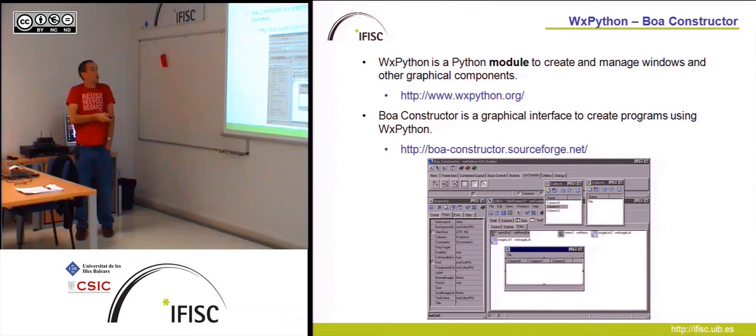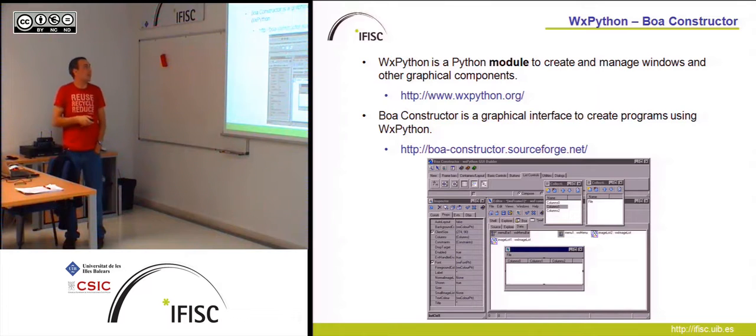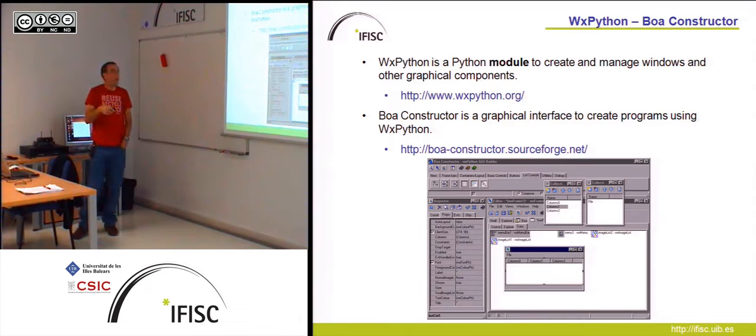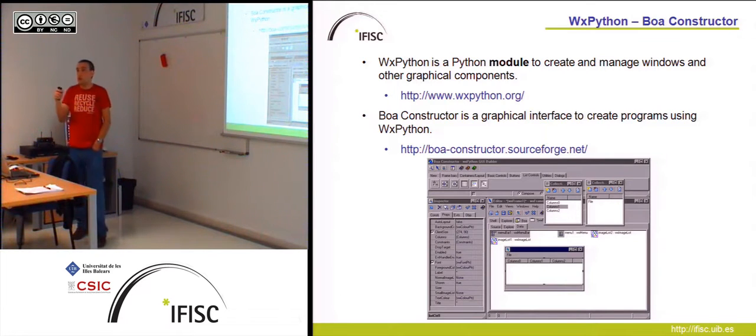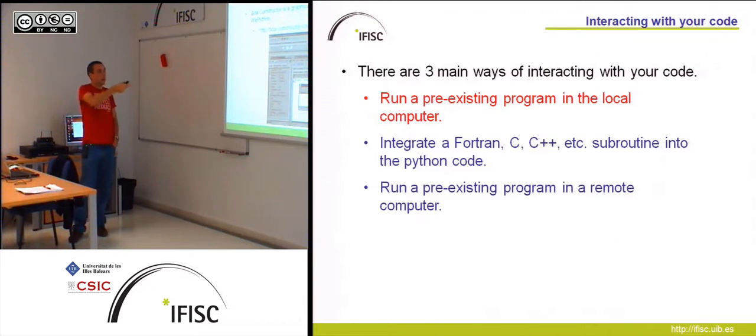And I will use Boa Constructor. You see that the programmers are as funny as physicists with the acronyms and the names of the stuff. So it's Python, and the constructor is named Boa. It's a graphical interface that allows you to create these windows and save a lot of coding, because we will see that it enables you to draw the windows that you want, put all the components, and it will automatically create the code that creates these windows in the program.